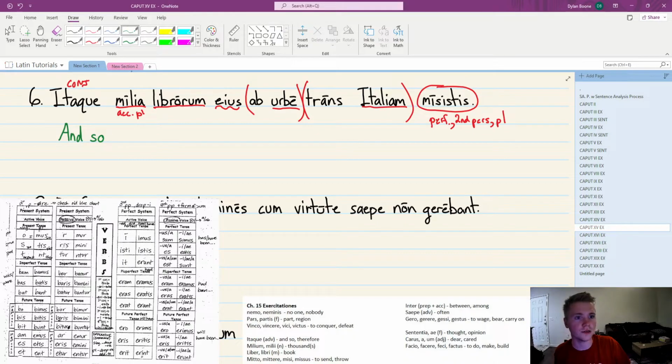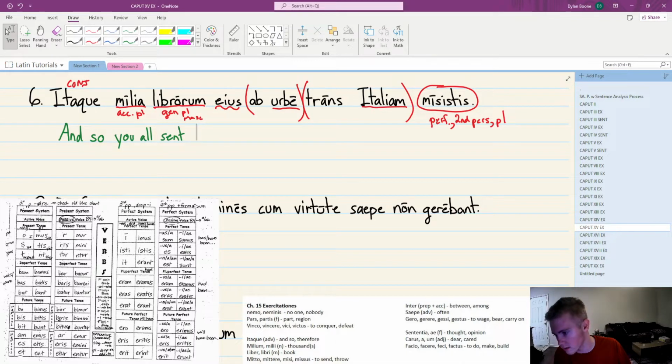So, and so you all, that's our subject, y'all, sent, right? Since we're perfect, this is in the past. Okay, so we have millia librorum eius. So librorum, liber, libri, that means book, right? So that second declension, orum gets us a genitive plural masculine. Eius, we've seen this one before.